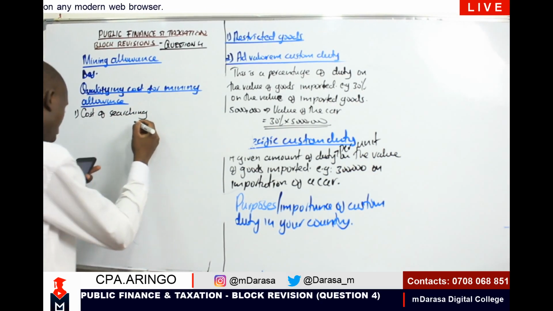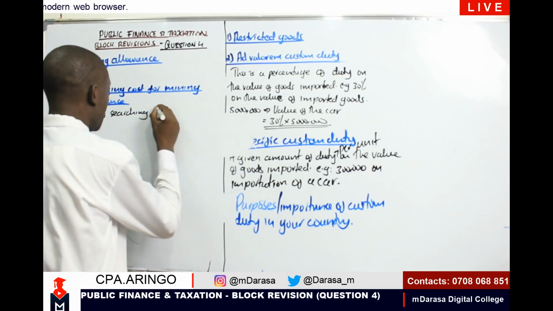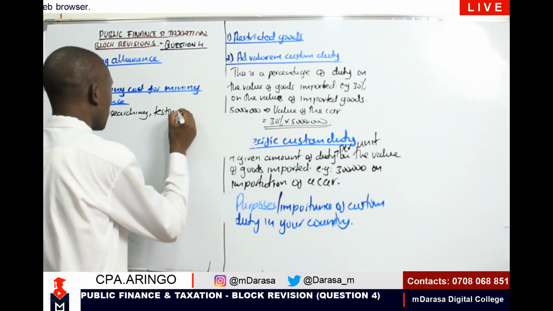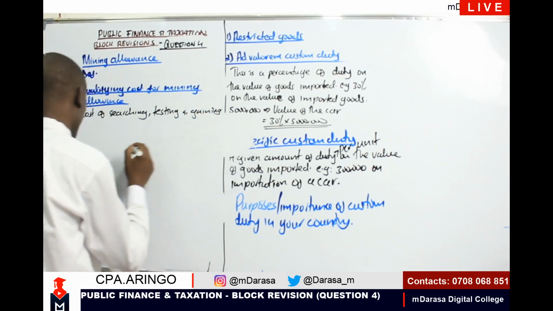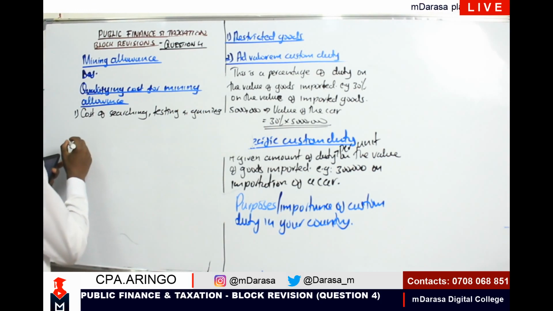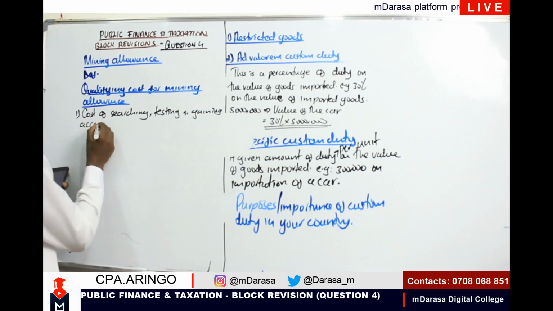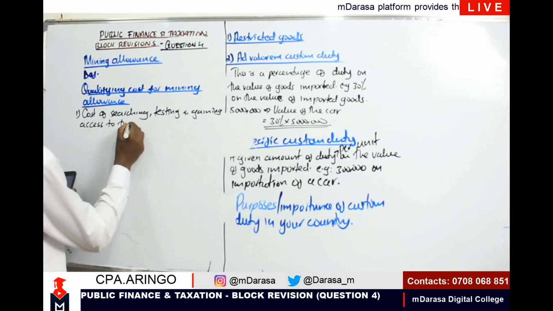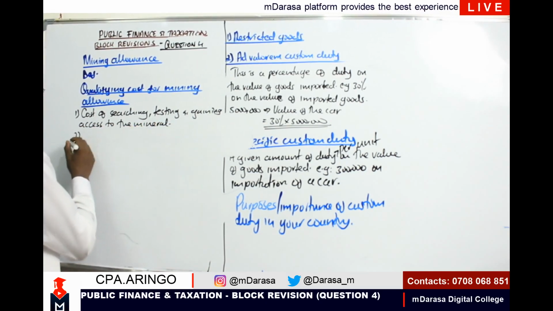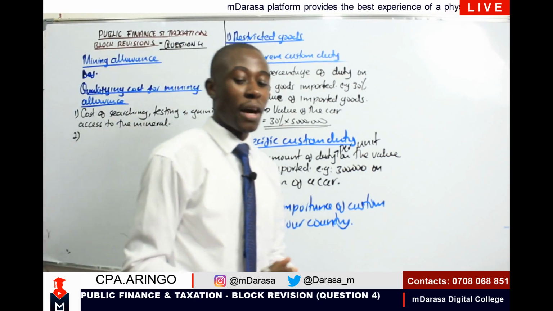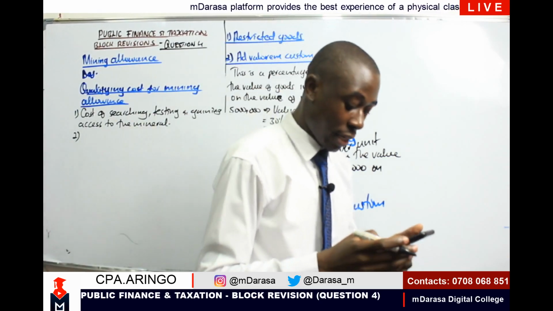Cost of searching, testing, and gaining access to the mineral. That is number one. Number two, qualifying items for mining allowance.